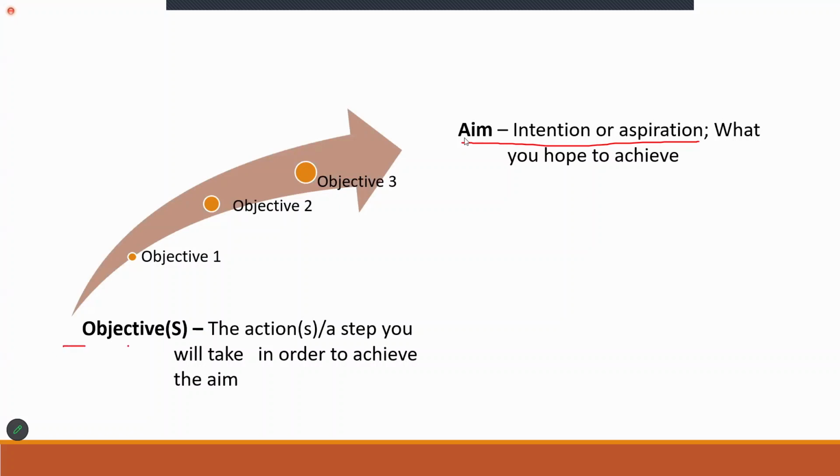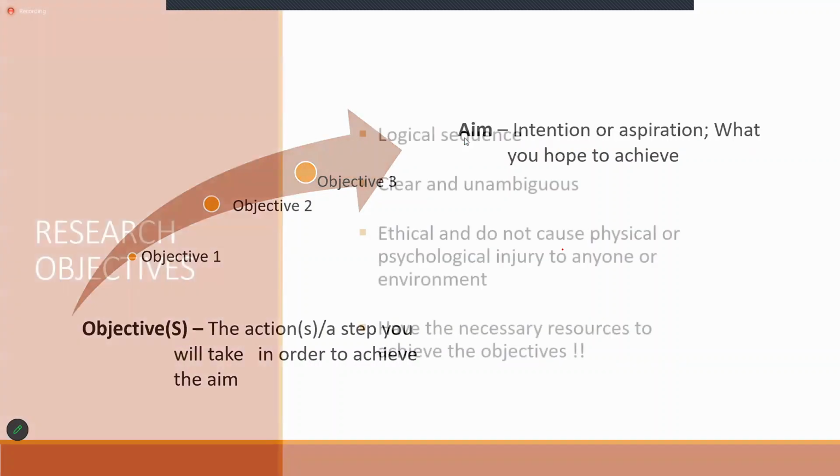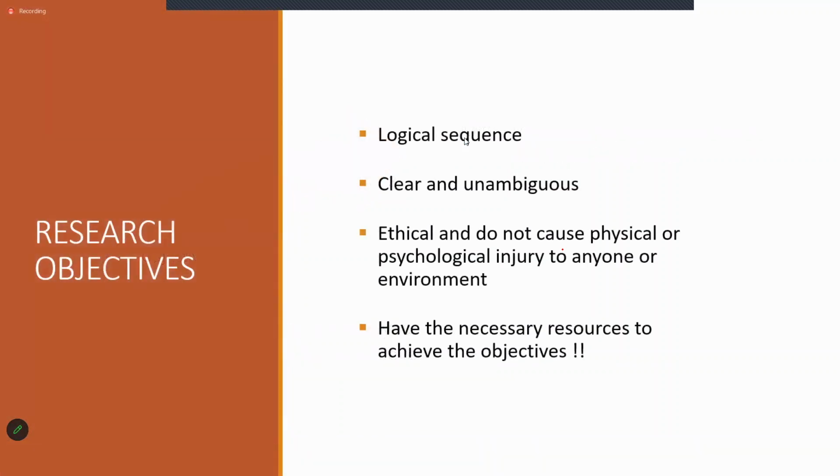But when it comes to the objectives, they are the actions or the steps that you are going to take to reach the aim, right? And so you will have several objectives to reach this aim. And the objectives, actually, they should be focused. They should be clear, right? And when you are developing the objectives, keep this in mind. There should be a logical sequence to your objectives. You need to start from a broad objective and then closely narrow them down with a logical sequence, right?